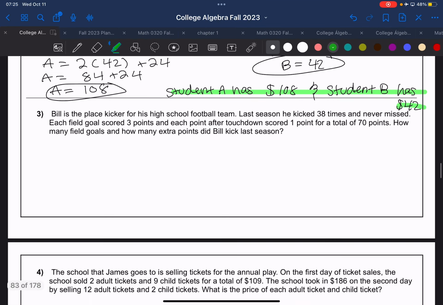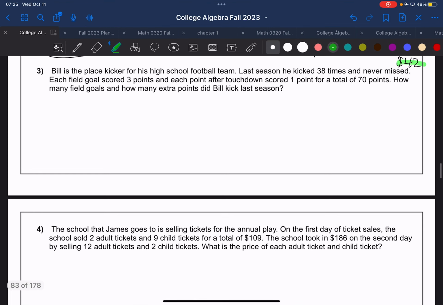Okay. Let's look at number 3. Number 3 says Bill is the place kicker for his high school football team. Is there any good information in that? No, so I'm just going to cross that out. Last season, he kicked 38 times and never missed. Each field goal scored 3 points, and each point after touchdown scored 1 point for a total of 70 points. How many field goals and how many extra points did Bill kick last season?